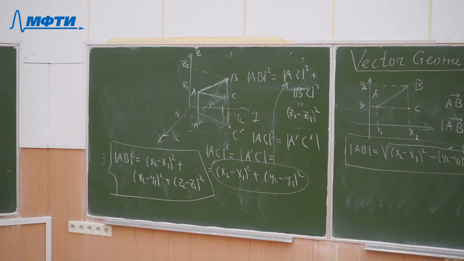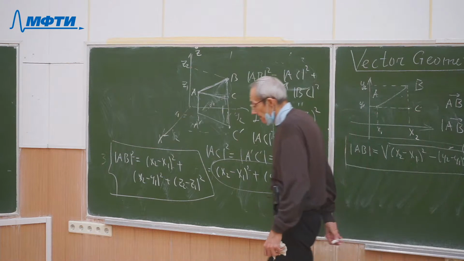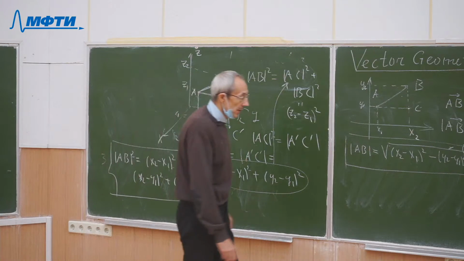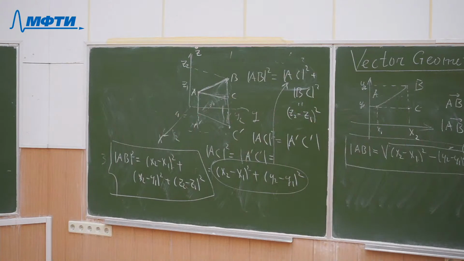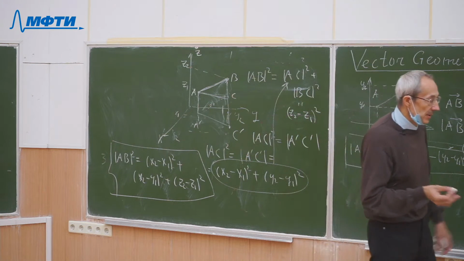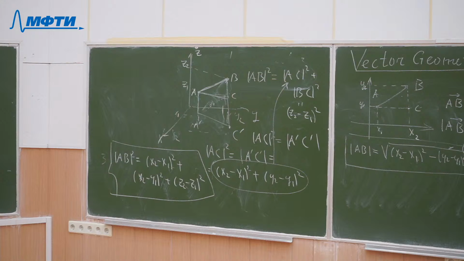We can suggest that this formula can be true for an arbitrary vector space, and we'll try to define the distance between 2 points in the abstract vector space by the following formula.